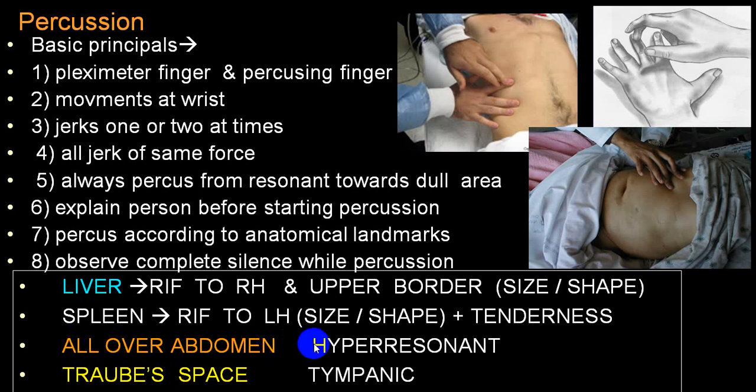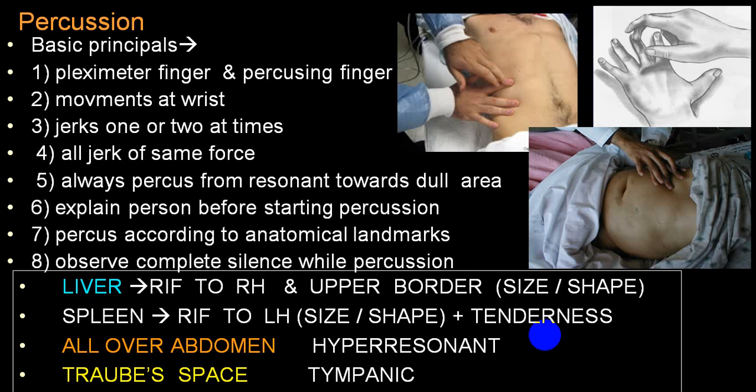Then if you percuss in the other areas, almost all the area over the abdomen anteriorly, you will get a hyperresonant note because there is air present in the small intestine, and air is also present in the colon. So in all this area, you will find a hyperresonant note. If you percuss in the left hypochondrium, when the stomach is full with food or with liquid, in that area you will get an impaired note, or you might get a dull note.